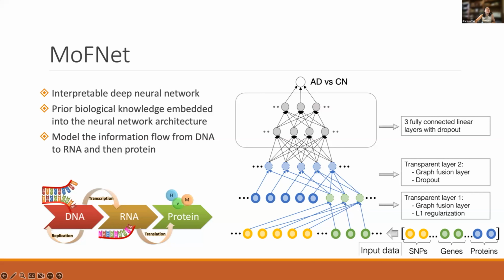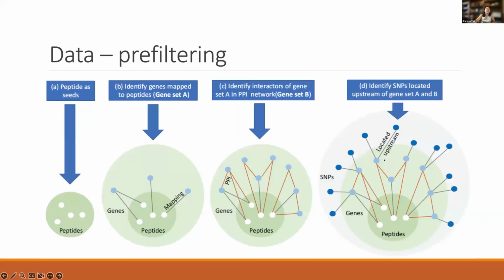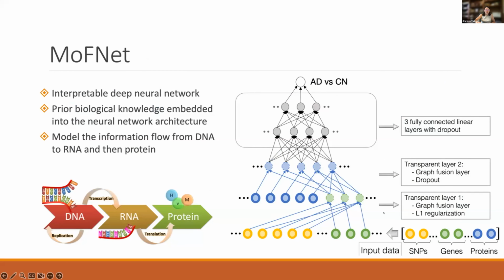And then at the top, we have this fully connected layer for the classification. For the first two layers, we use L1 regularization because many of these links are going to get a weight. The L1 regularization is going to enforce many of these links to get a weight of 0 so that they are removed.